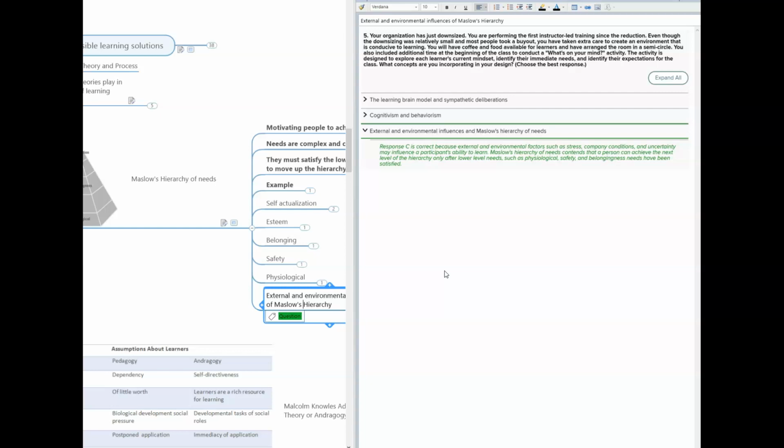And the answer is external and environmental influences and Maslow's hierarchy of needs. This is correct because external and environmental factors such as stress, company conditions, and uncertainty may influence a participant's ability to learn. Maslow's hierarchy of needs contends that a person can achieve the next level of the hierarchy only after the lower level of needs, such as physiological, safety, and belongingness, have been satisfied.